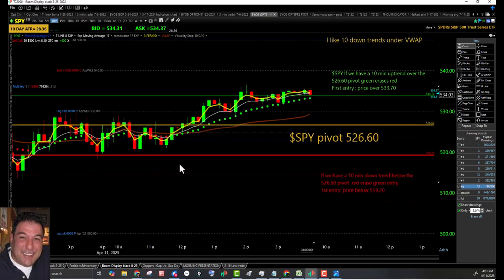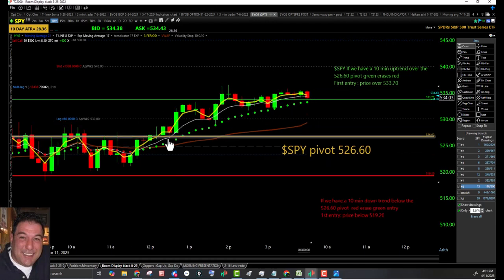If you want to know where to get in, you could have gotten in right here on top of these wicks, or on top of these wicks if you wanted to. All right, you could have waited for green to take out a red candle in that 10-minute trend around this candle right here. Another green takes out red. Here's a red pullback. Green takes out red. Could have got in here if you wanted to. Okay, so there's SPY on the 10-minute chart. Nice 10-minute uptrend coming into the close.